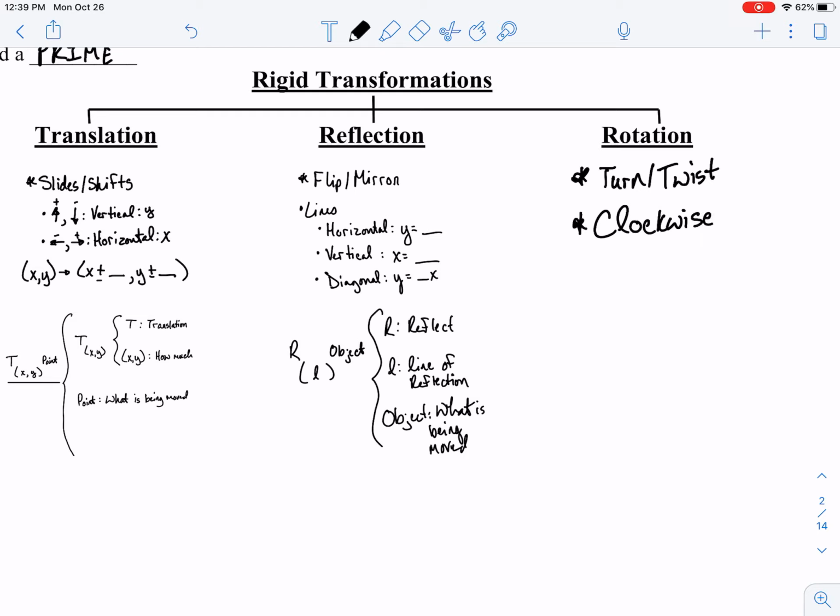which, when you think about the way a clock turns, looks something like that. Clockwise is a negative degree amount, which will force counterclockwise to be like that. And this is a positive degree.